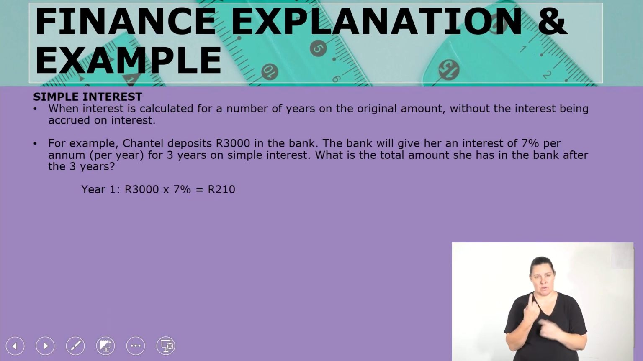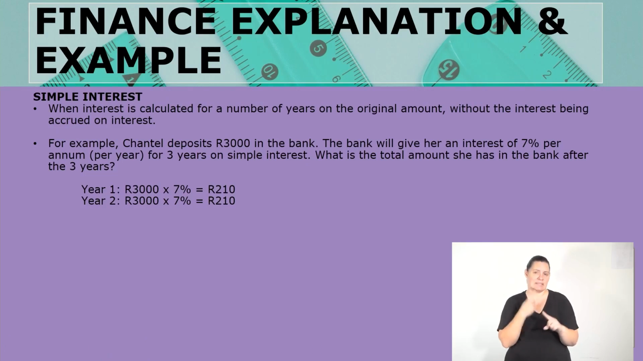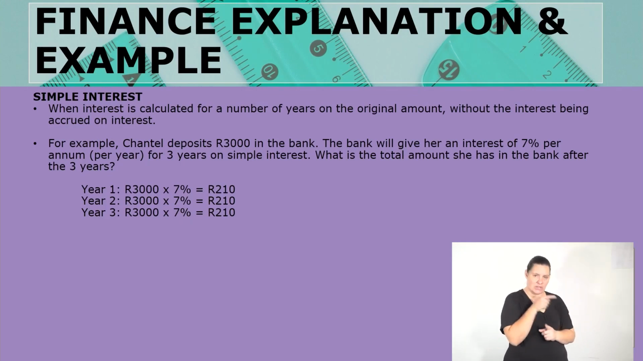So let's look at how this simple interest is calculated. For year number 1, we have 3,000 multiplied by 7%, and that is 210 rands. For year number 2, we have the same 3,000 rands multiplied by 7%, and that still gives us 210 rands. Then we have year number 3, which is 3,000 rand multiplied by 7%, and that is still 210 rands. Remember, the interest is calculated on the original amount.